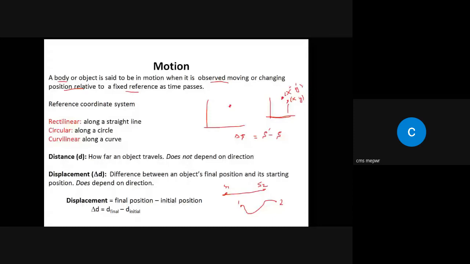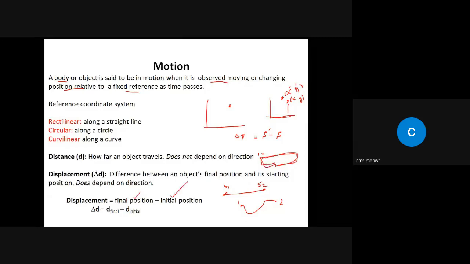Now, let's consider another case. We start our motion from here. The object covers some distance, then it moves like this, and then it reaches this position. In this case, the starting and the ending point are the same. So displacement in this case will be 0, whereas the distance it travels will be the path that it covered. So how can we find displacement? It will be simply final position minus initial position.